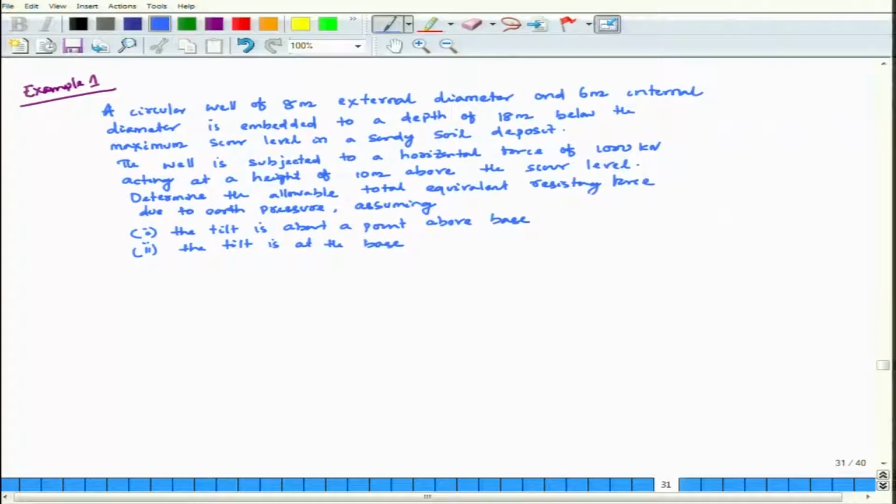What properties have been given for this case? Gamma saturated is equal to 20 kilonewton per meter cube, phi is equal to 30 degree, factor of safety is equal to 2.0.